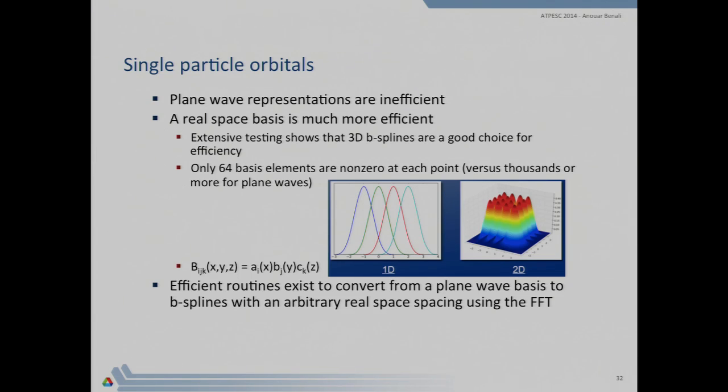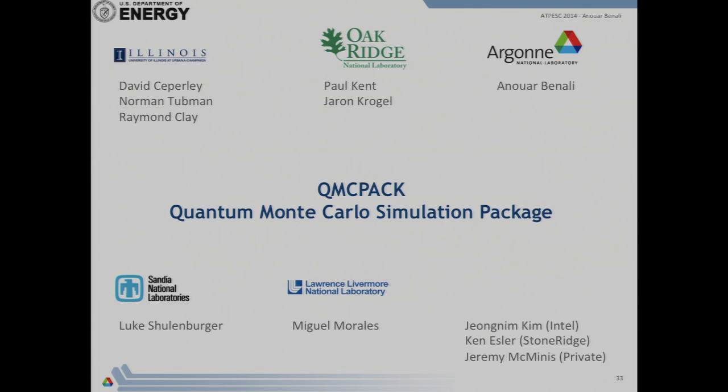So it's fairly easy to do this interpretation if you have this type of plane wave calculation: just go to real space and use B-splines. This is what we used in the code QMCPACK. The code has multiple contributors from multiple national labs and the University of Illinois, and some people who went to private companies.